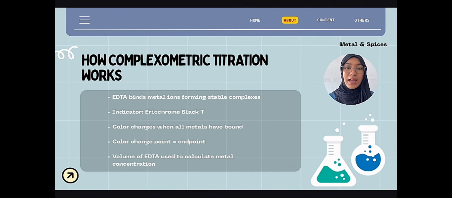EDTA will react with the metal ion present in the sample and form a very stable complex in a 1:1 ratio. For example, one EDTA molecule binds one metal ion. During the titration process, EDTA will bind the metal ion in stages until all free metal ions in the solution have been completely bound. Indicators such as Eriochrome Black T are used to facilitate observation of the endpoint of the titration. Initially, the solution shows a certain color because the indicator is still bound to the metal ion. When all the metal ions have been bound by EDTA, the indicator will be released and the color of the solution will change. The color change marks the end point of the titration.